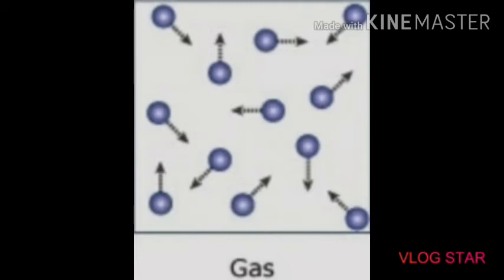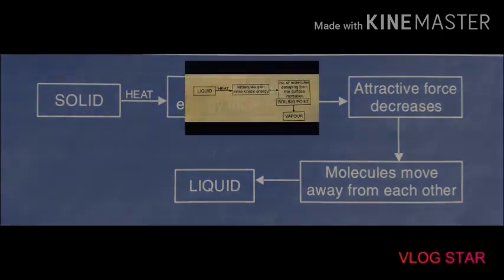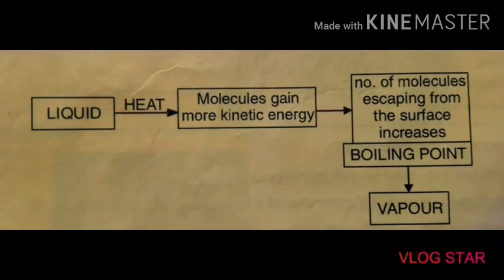Kinetic molecular theory also explains the interconversion of the states of matter. First, when a solid is heated, its internal kinetic energy increases and the particles vibrate strongly about their mean position. This weakens the force of attraction between them and the molecules move away, resulting in the liquid state. Thus, the heat needed to convert a tightly bound solid to a loosely bound liquid is called the latent heat of fusion.